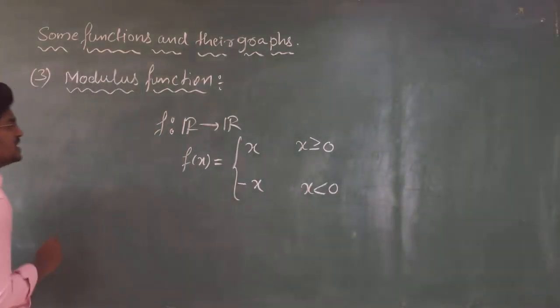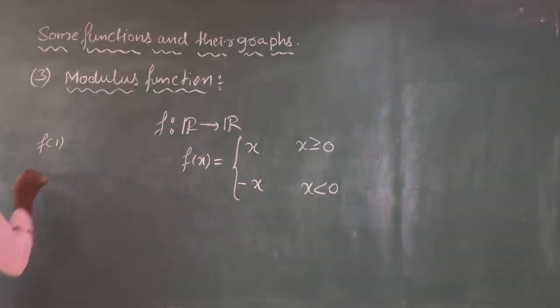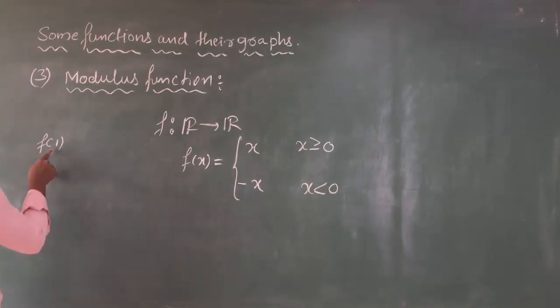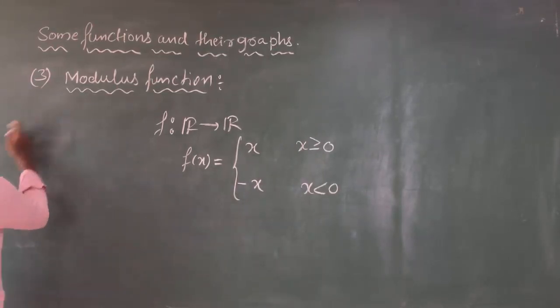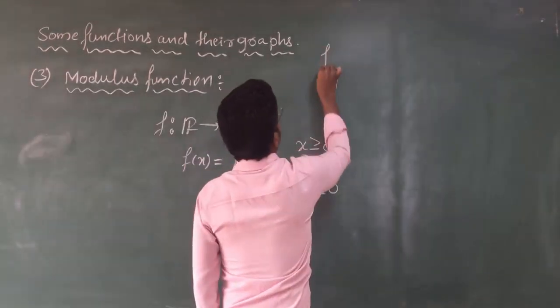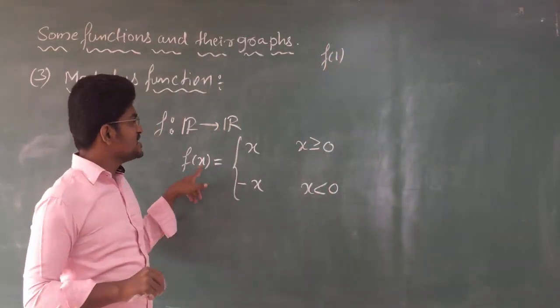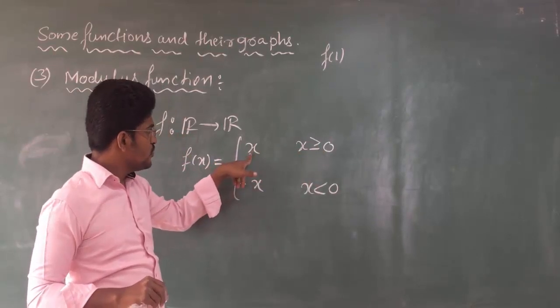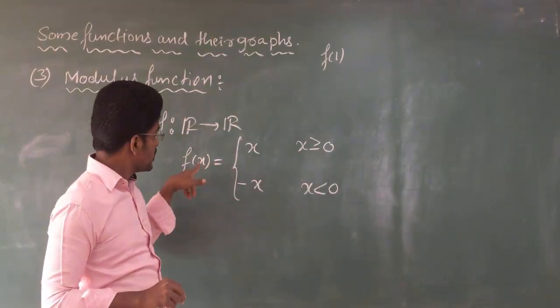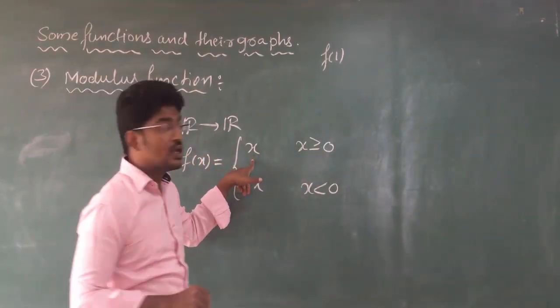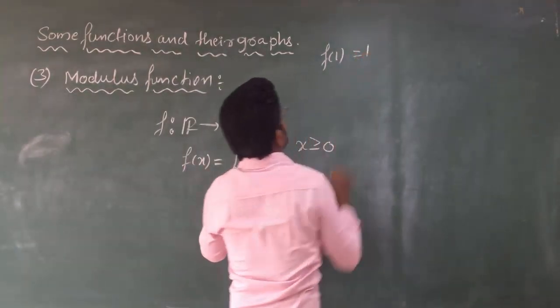For example, see here. If I take f of 1, 1 is greater than 0. Where should I go? I go for this x. That means whatever the input is, that will be the output. So that will be 1.